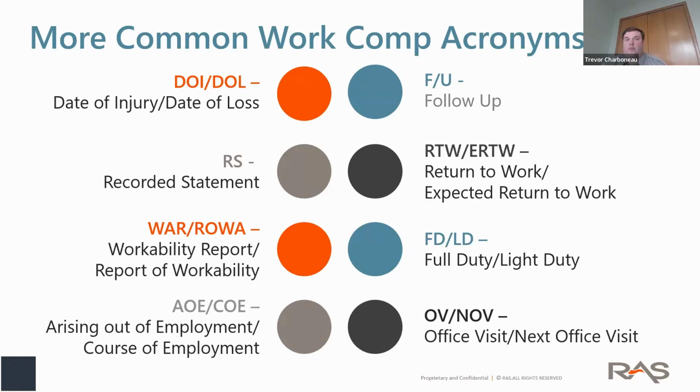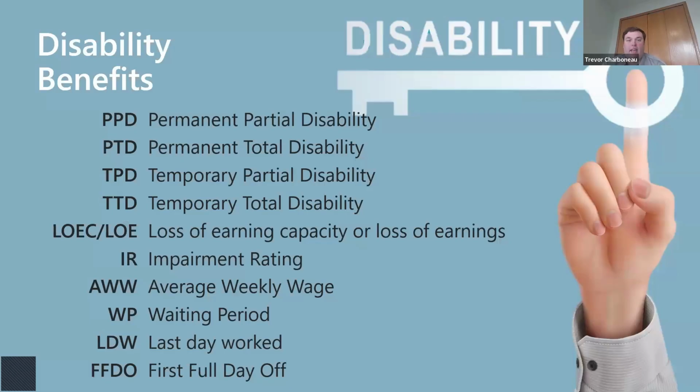And then my last bullet point before we go to disability benefits is OV/NOV, which stands for office visit or next office visit. Again, these kind of come from the report of workability or the adjuster's knowledge of the claim, just letting you know when that next office visit's scheduled with their medical provider. And with that, we're going to go to disability and I'll turn it to Grant.